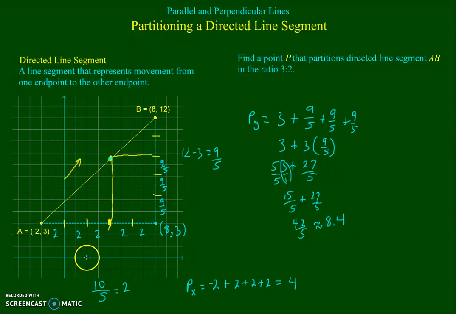So that's 1, 2, 3, 4. And 1, 2, 3, 4, 5, 6, 7, 8.4. So we got it in almost exactly the right position. And there's our point P.